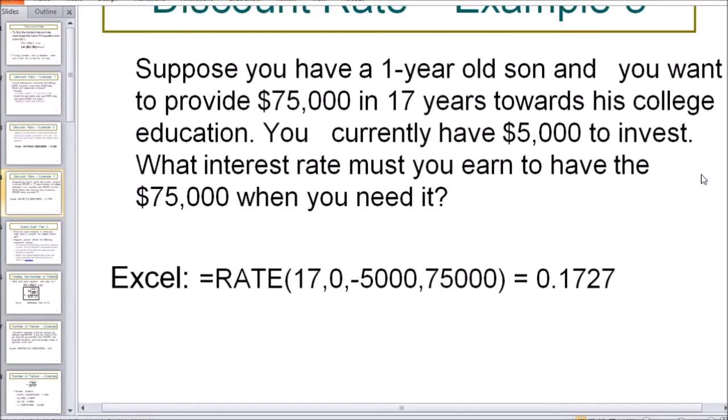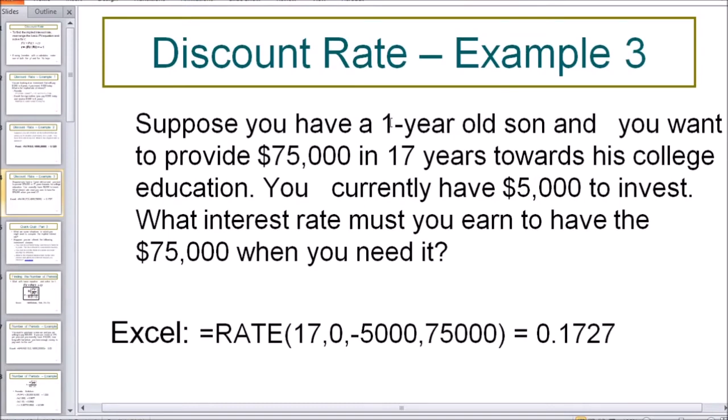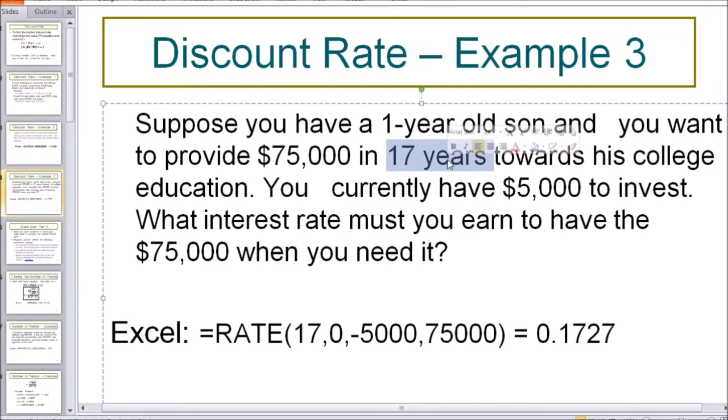Here's another example. Suppose you got a child, only 1-year-old for now, but later on you will need a lot of money for the child's education. You will need $75,000 17 years later. Right now you only have $5,000. So you plan to invest this $5,000 for 17 years to make sure you have enough money for the education of that child 17 years later, right? So this money has to grow up into that $75,000.